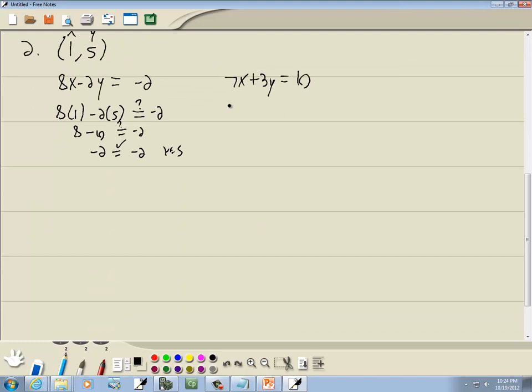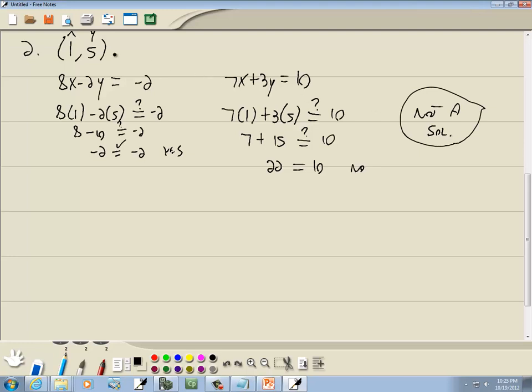Well, let's plug into this other one. So put 1 in for x, and we'll put 5 in for y. And we're wondering if that's equal to 10. So we got 7 plus 15. 7 plus 15 is 22. This one is no. So since one of them is no, this is not a solution. So 1, 5 does not work in both of these. Works in one of them, but not in the other. So it has to work in both of them for it to be a solution.